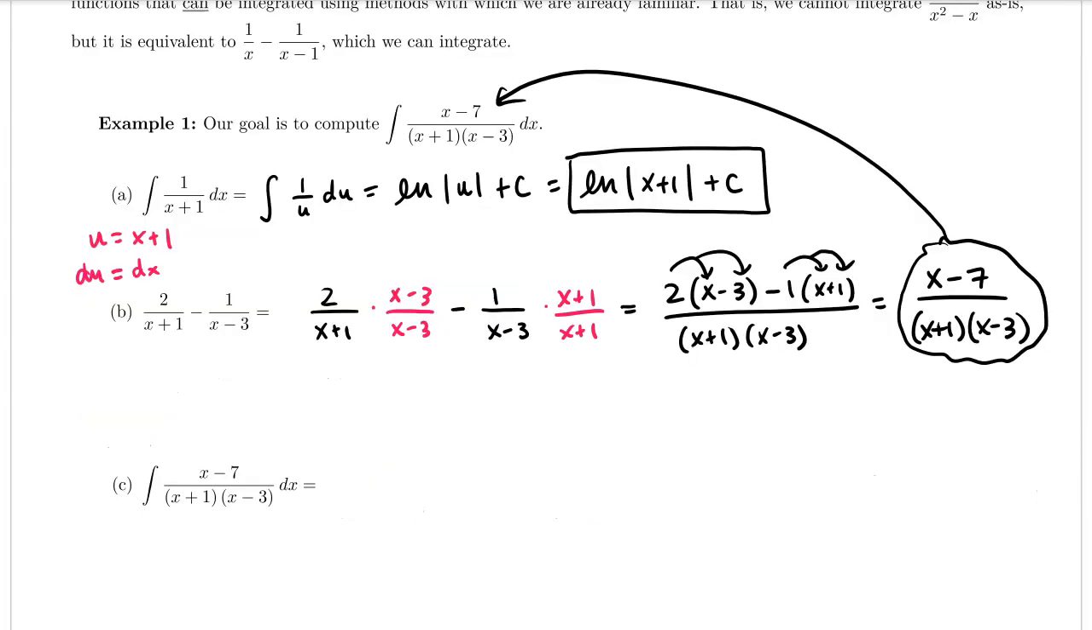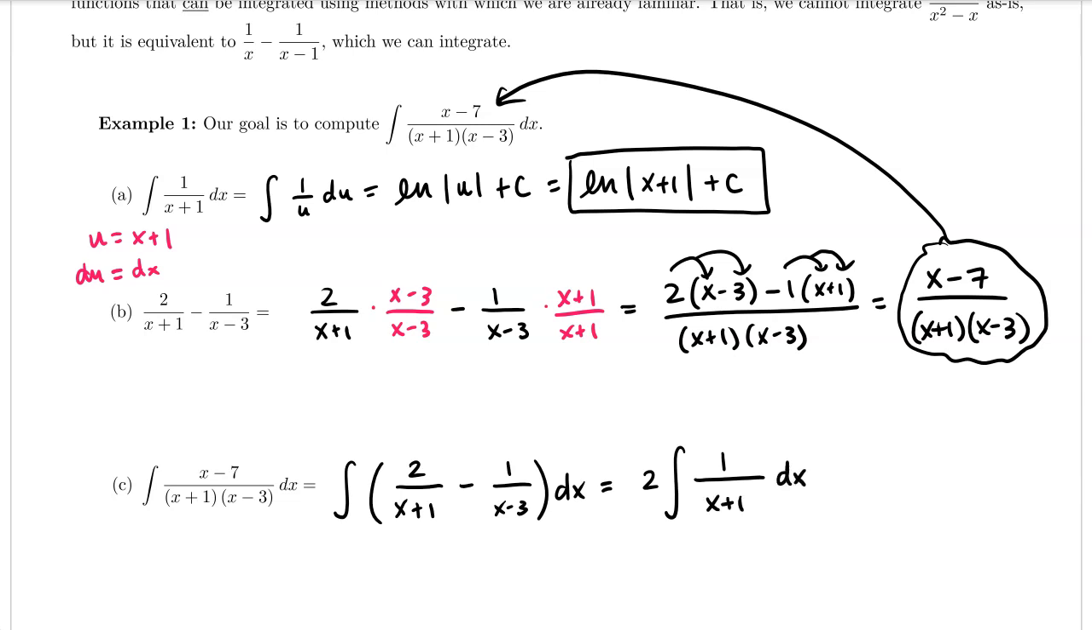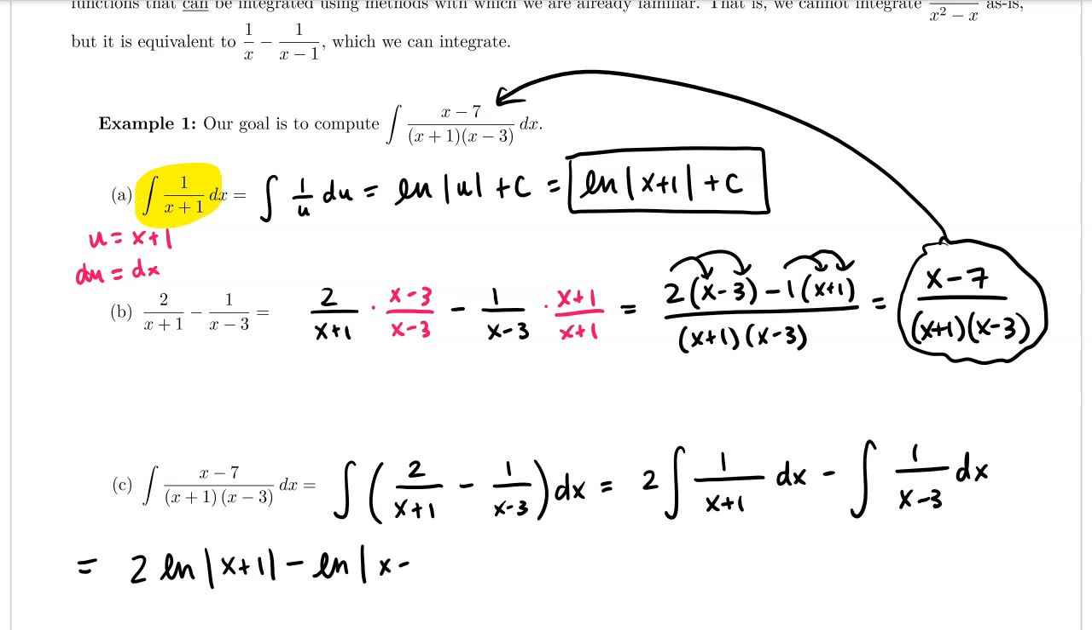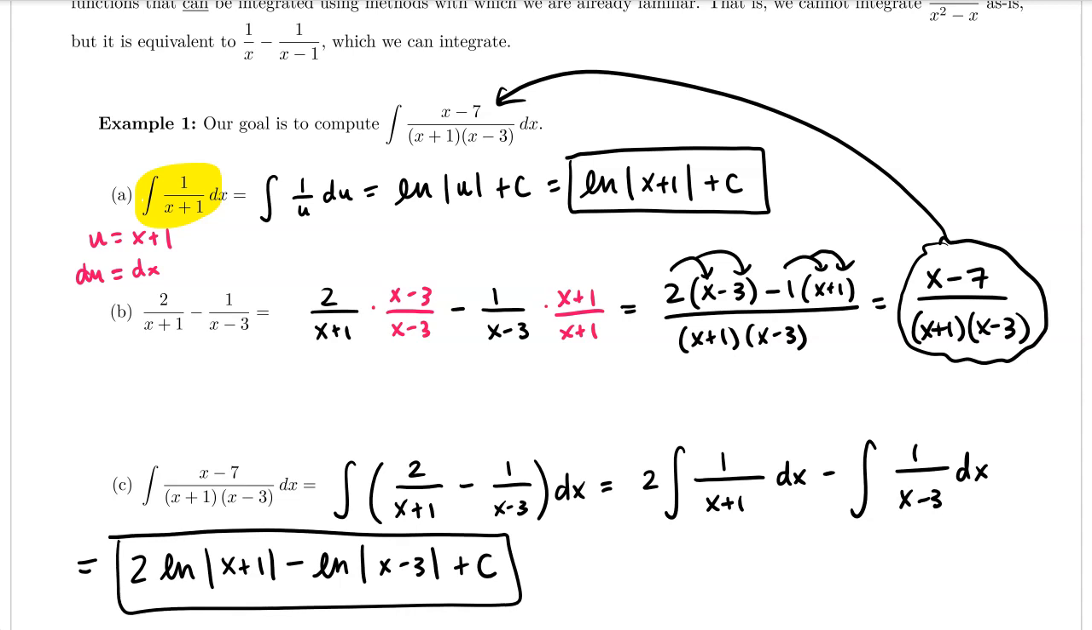So that means for part C of this example, I'm going to be able to take my original integral and rewrite it as the integral of 2 over x plus 1 minus 1 over x minus 3 dx, and I'm now able to split this up into two different integrals. I'm also going to factor out the 2 from my first integral. And from this stage, I can integrate. From earlier, we already solved this integral, so we have 2 times the natural log of the absolute value of x plus 1 minus the natural log of the absolute value of x minus 3 plus c. And there's our answer for example 1.